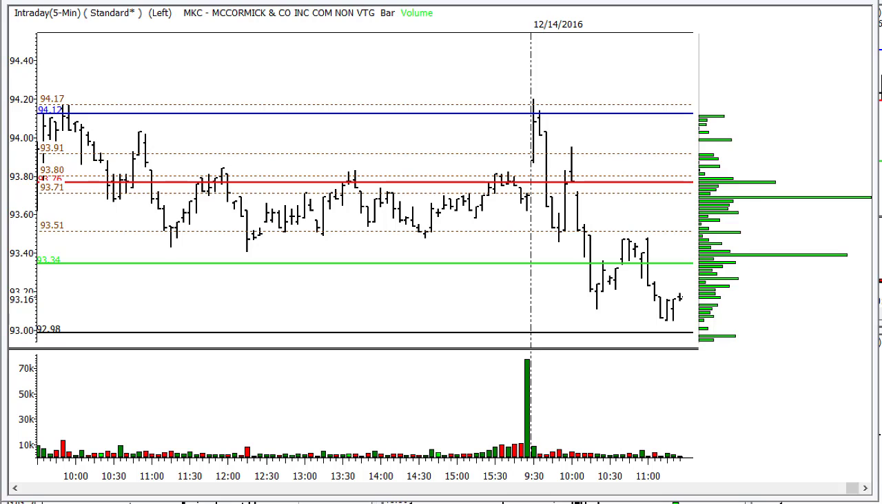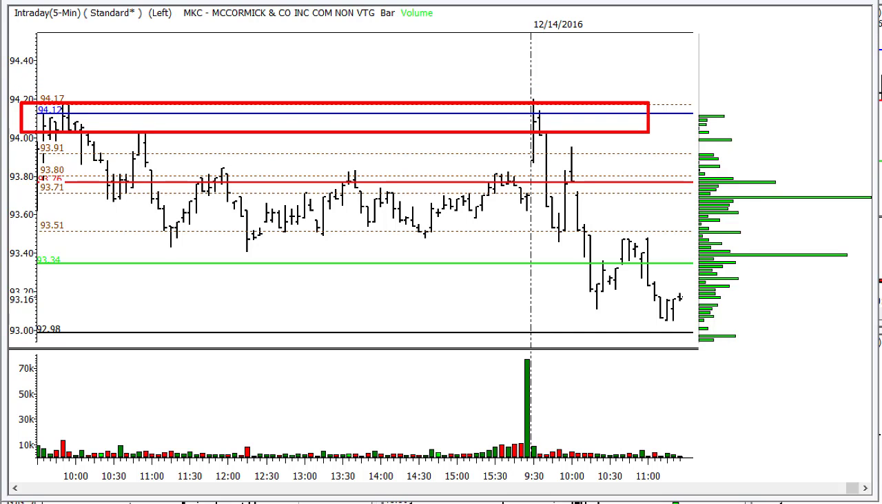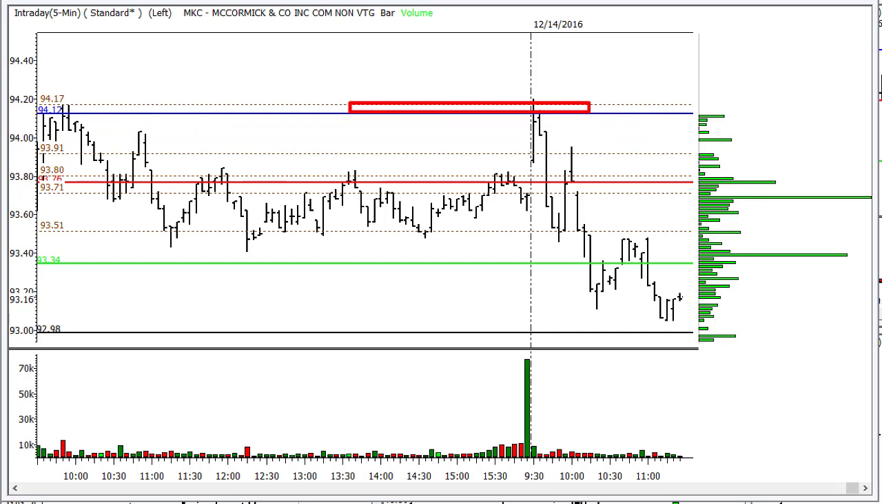So 94.17 was overhead resistance yesterday. 94.12 was today's first resistance pivot. What I want to see happen is a move up to 94.17 that then reverses down through 94.12 and gets me short just below that pivot line and targets the $93.76 pivot. And this is all possible using conditional orders.